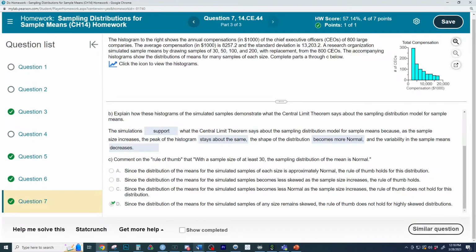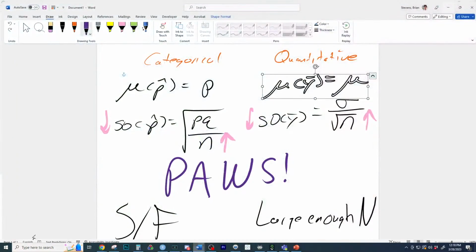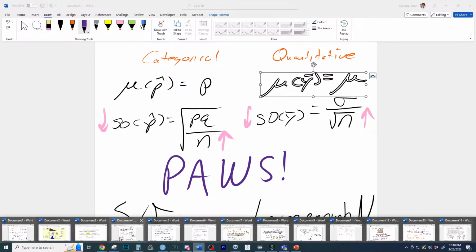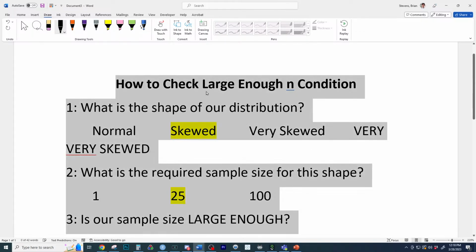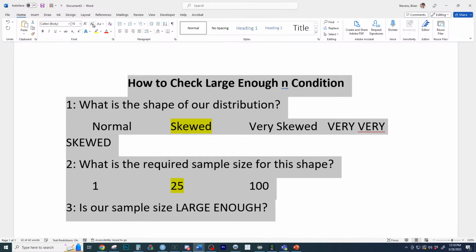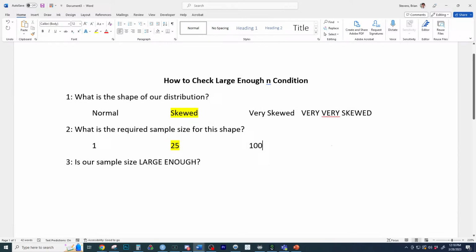So people might be wondering, over here we put very skewed. We could say insanely skewed. Like skewed or very, very skewed. So if it's very, very skewed, you might need like 500. And then if it's extremely crazy skewed, you might need like 5,000. The best thing you could do is simulate it to see what's going on. But generally, the more skewed it is, the larger n needs to be.